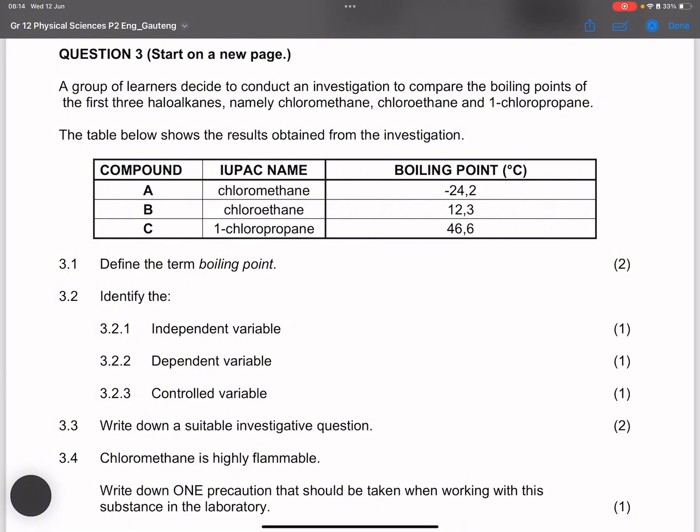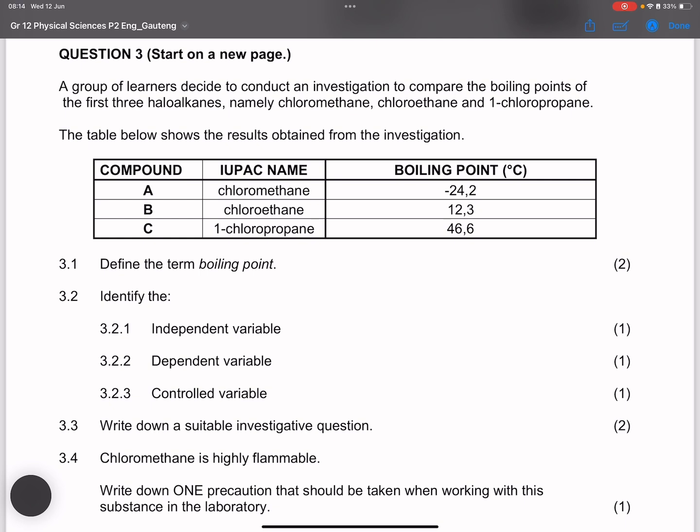Firstly they say define the term boiling point. So please remember, by definition, the boiling point is the temperature at which the vapor pressure of a compound is equal to atmospheric pressure. Right, so that is the definition.